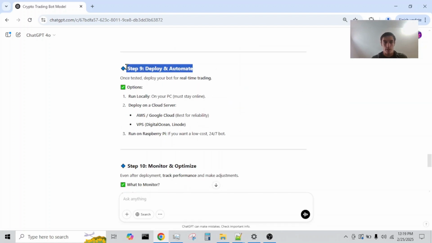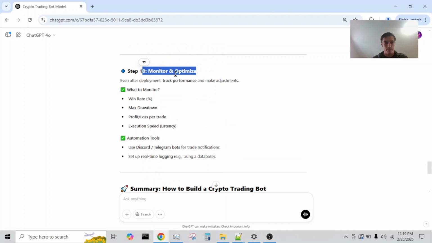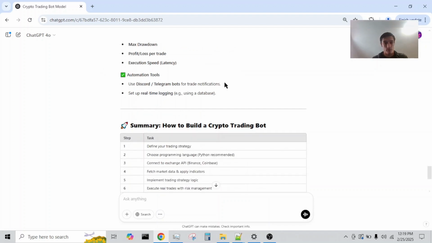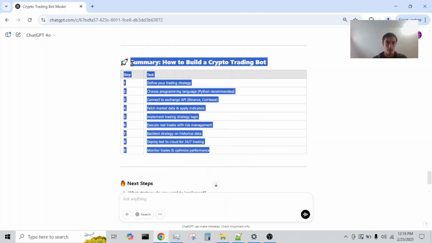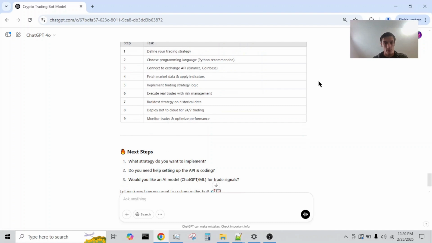Deploying and automating. Yep, it's a trading bot, so we're going to want to get this on probably our AWS EC2 instance, I believe, are free and can run those 24/7. Monitor and optimize. Okay. Yeah. More back testing basically, or real testing in the market. Okay, this is nice. So they give us a little summary of what needs to happen here.